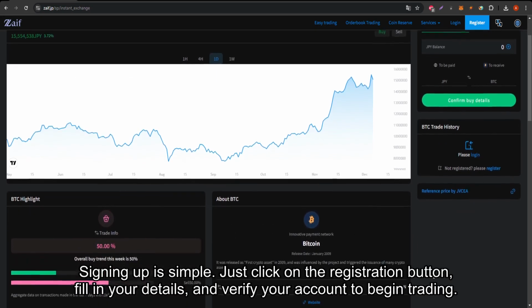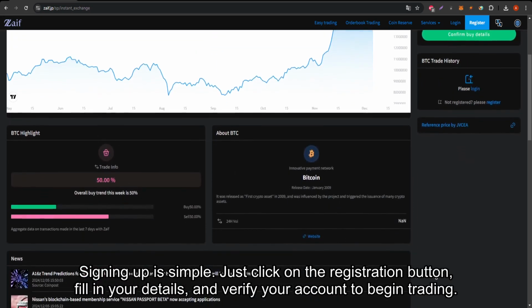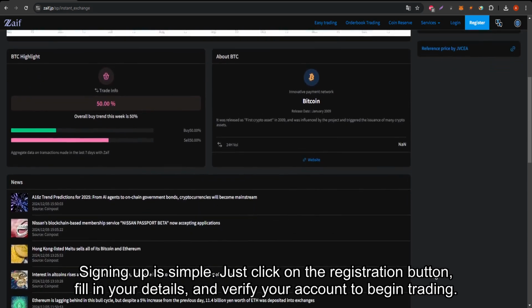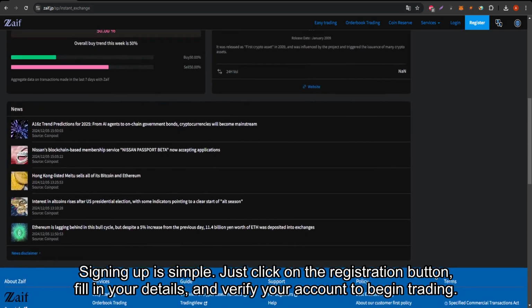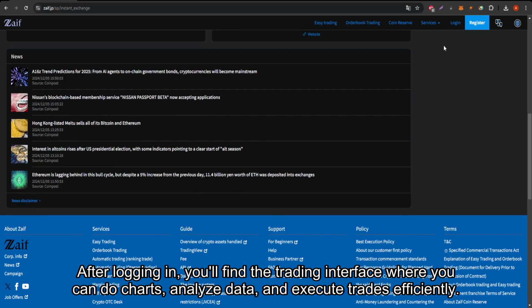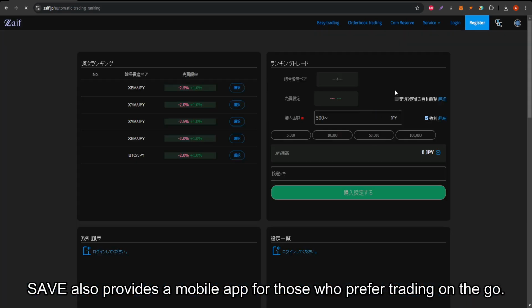Signing up is simple. Just click on the registration button, fill in your details, and verify your account to begin trading. After logging in, you'll find the trading interface where you can view charts, analyze data, and execute trades efficiently. Zaif also provides a mobile app for those who prefer trading on the go.